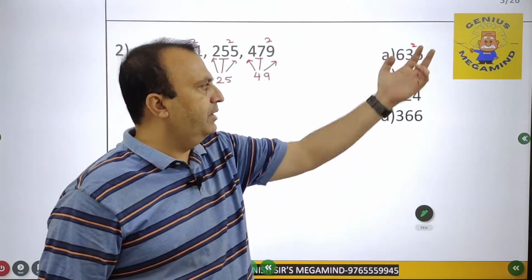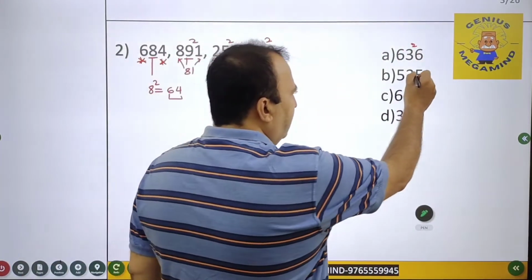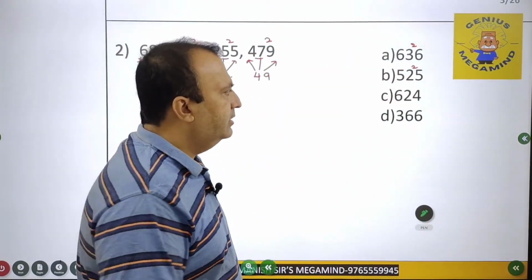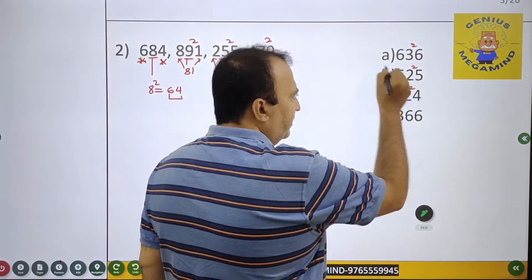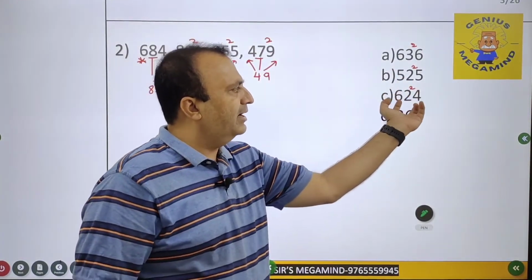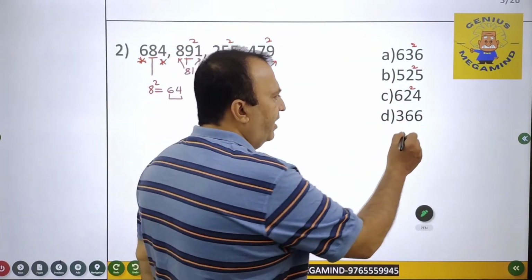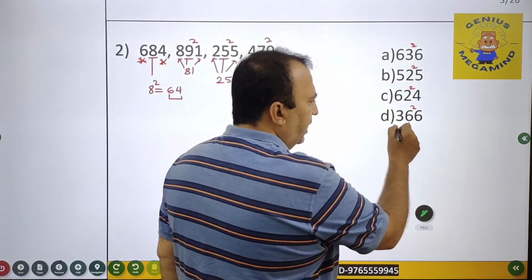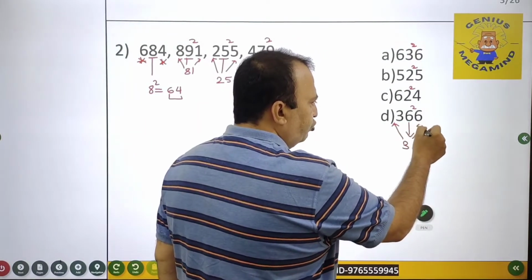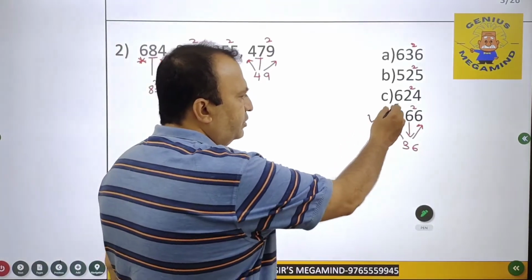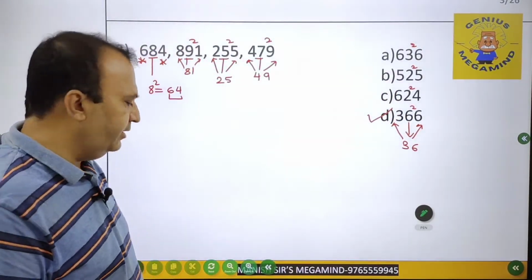So this cannot be written like this. Then, my friends, the middle number square, that is 2 square, is 4. It cannot be written like this. Then the third option, the middle number, is again 2. So 2 square is 4. 2 square cannot be written as 64. But my friends, 6 square is what? 36. And 3 goes over here and 6 goes over here. So that forms 36. So the answer for this question obviously has to be option D.